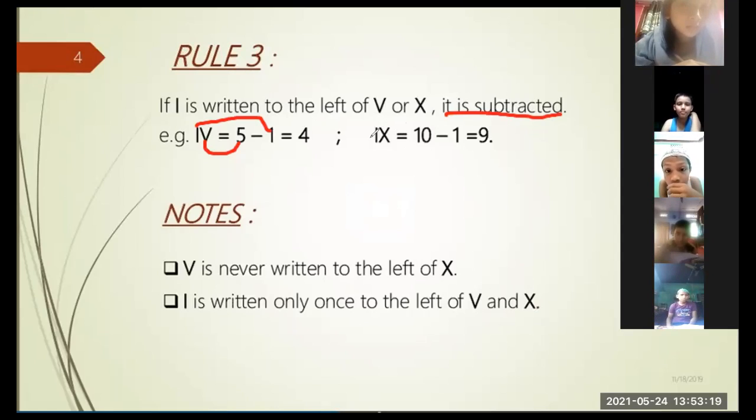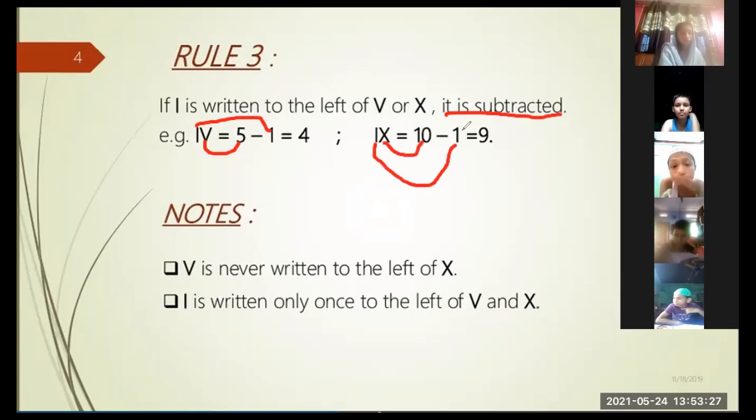So in next example, you see again I means 1. And again X, we know that X value is 10. So again in subtract, that is 10 minus 1 is 9. Very good. And here down you can see 2 notes is there. That is 5 is never written to the left of X.